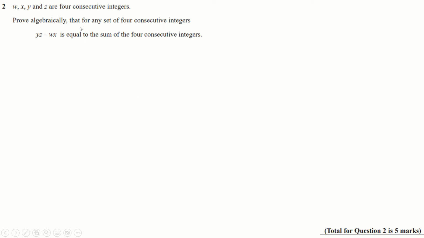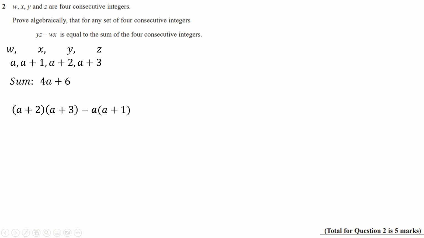Consecutive numbers w, x, y, and z, we can write as, let's just say, a, a plus 1, a plus 2, a plus 3. Now, the sum of those four numbers is clearly just 4a plus 1, 2, 3, 4, 5, 6. And what happens when you multiply the third smallest times the biggest, and then take away the two smaller ones multiplied together?